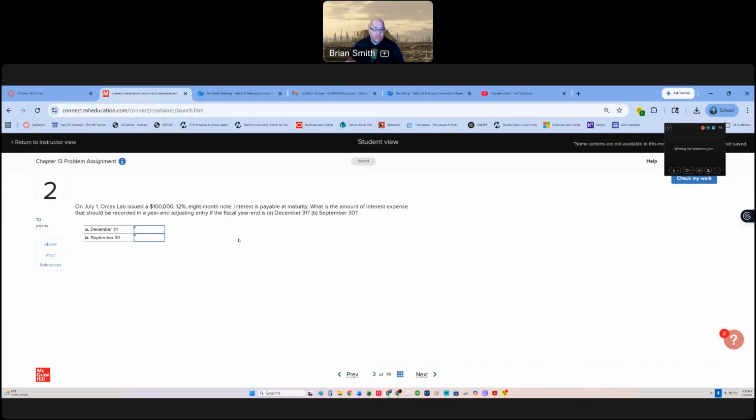All right, on July 1st, Orcus Lab issued a $100,000, 12%, 8-month note. This book really likes 12%. Interest is payable at maturity. What is the amount of interest expense that should be recorded in the year-end adjusting entry if the fiscal year end is December 31st or September 30th?